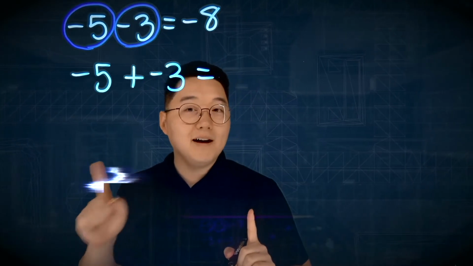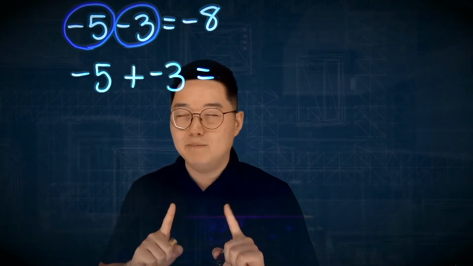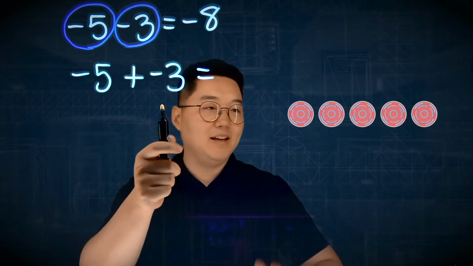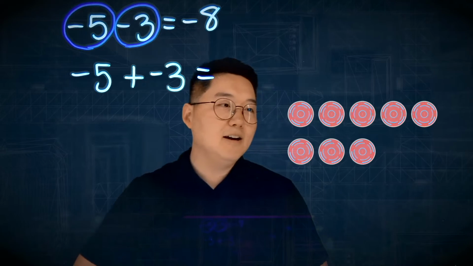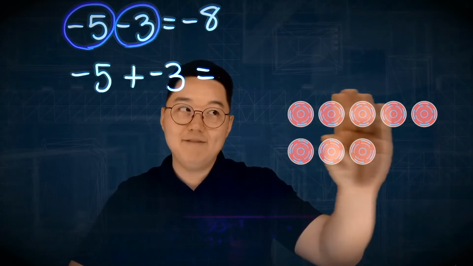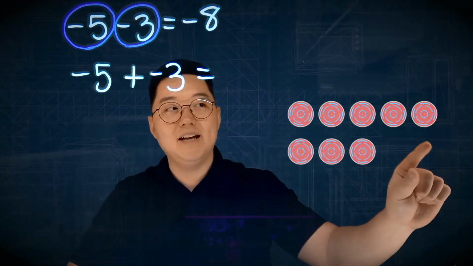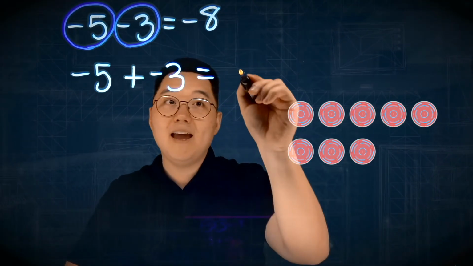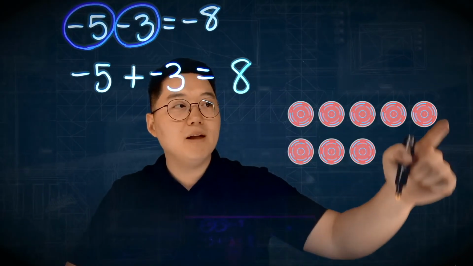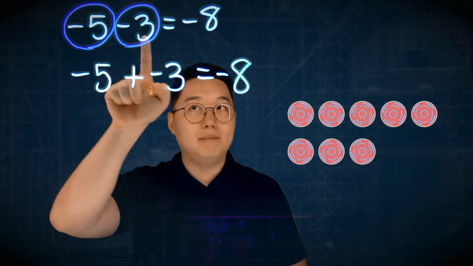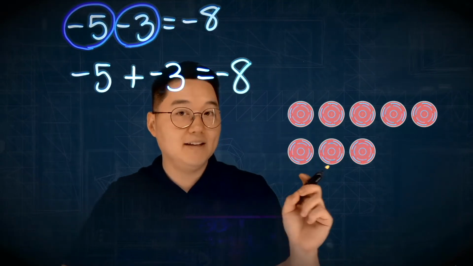Now, remember, positives and negatives cancel. But what do we really have here? We have 5 negatives combined with 3 negatives. But we don't have positives and negatives to cancel. In this case, we got 5 negatives combined with 3 negatives. So since nothing cancels out, we have a grand total of not 8, but a total of -8. That's why -5 minus 3 is -8.